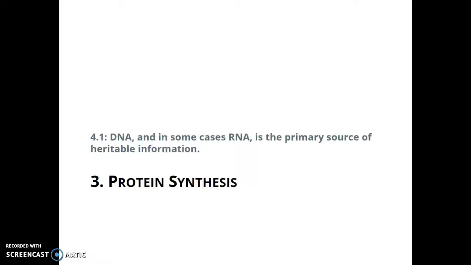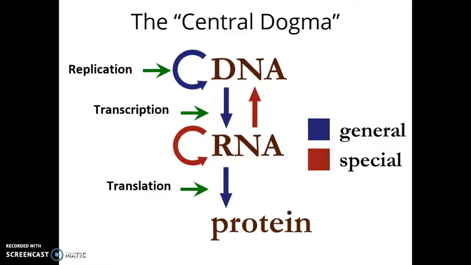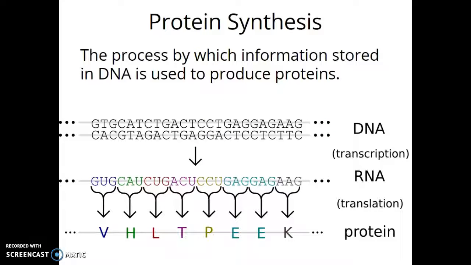Hi guys, this is a presentation on protein synthesis. So we looked at the central dogma the other day and we've been focusing on how DNA replicates itself. Today we're going to talk about how transcription and translation take place so we can produce an mRNA transcript and then a protein. So just a general overview of this process.